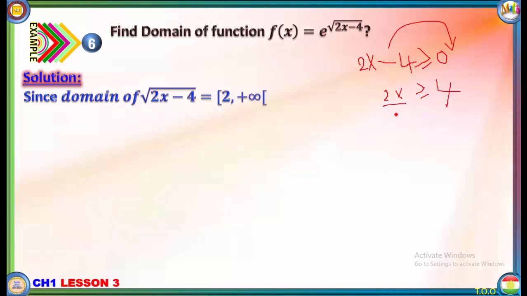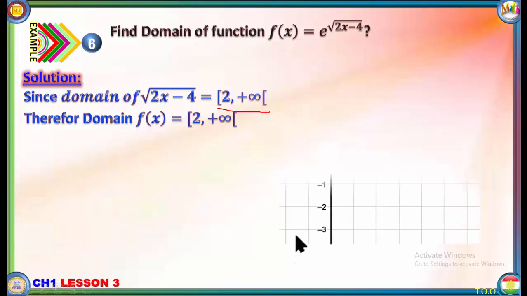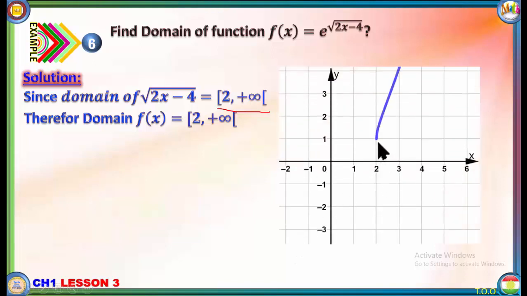By dividing by 2, therefore x is bigger than or equal to 2. That means the domain of the square root of 2x minus 4 is from 2 to positive infinity. Therefore, the domain of the function f(x) is from 2 to positive infinity.